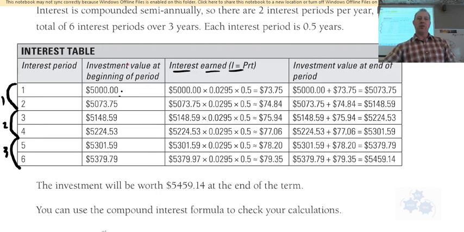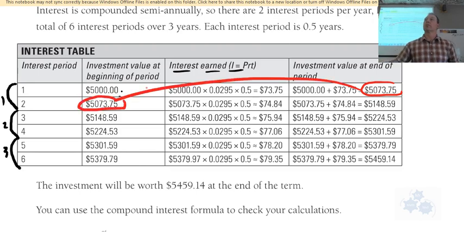Except, instead of starting with 5,000, guess what? This number gets brought down to this next row. So these are all patterns that you're going to be implementing when you fill out your table. So now you take this amount of money right here, and you do the same thing. Multiply it by the yearly percent divided by 2, or times 1/2, and then you look at this.